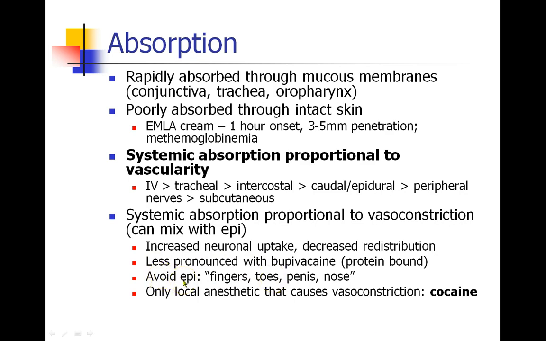Classically, we are taught not to add epinephrine to local anesthetic that will be applied to terminal parts of the body. The classic mnemonic is fingers, toes, penis, nose. Anything that we wouldn't want to have decreased blood flow and possibly risk becoming ischemic or necrotic. There is one local anesthetic that causes vasoconstriction without the need for epinephrine, and that local anesthetic is cocaine. And you will see that used sometimes in ENT or neurosurgery rooms where they are going to be operating through the nose. And they will apply cocaine to the inside mucosa of the nose in order to cause vasoconstriction and decreased bleeding.